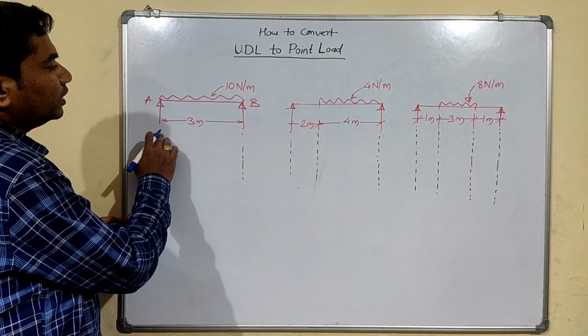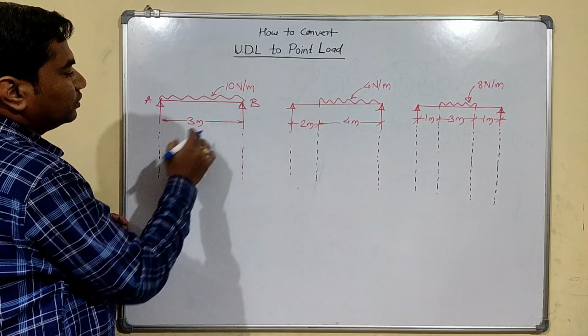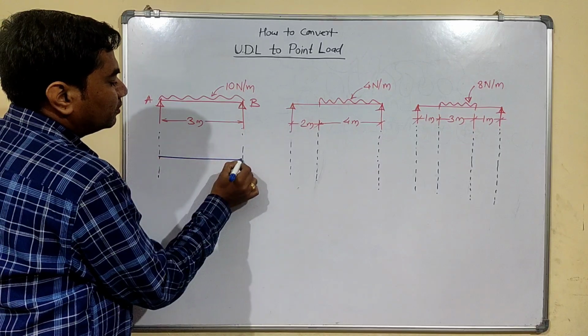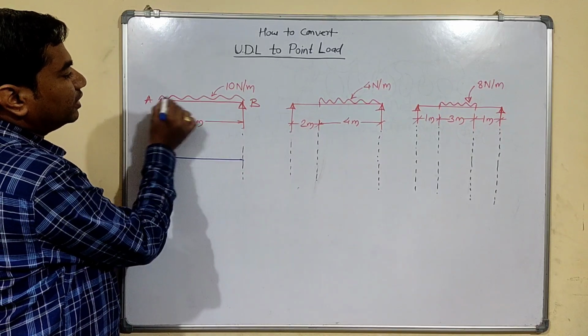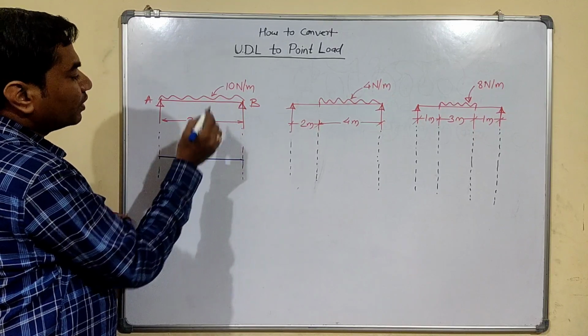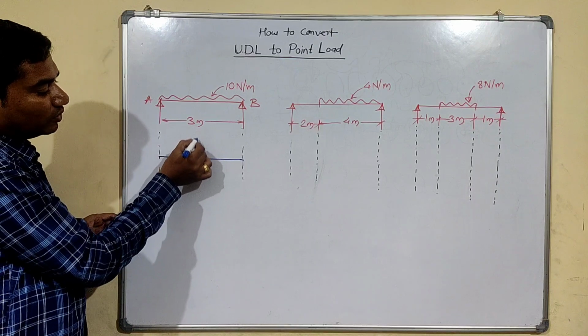So suppose the UDL is acting on the entire span, that is 3 meter. So how to convert this into point load? So we have to draw a beam once again. So point load will be acting at the center of the UDL. Now UDL is acting on the entire span of the beam. So here the UDL will be acting on the center.